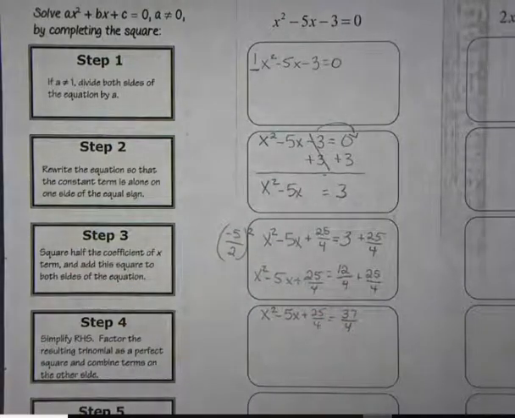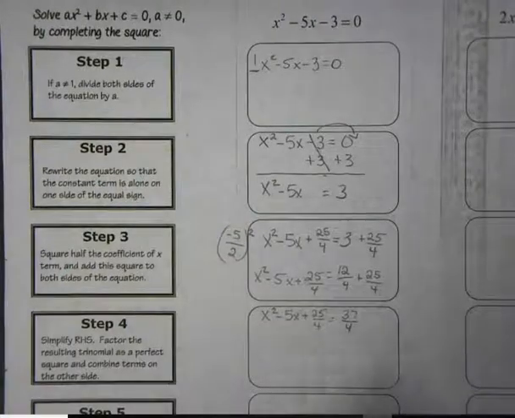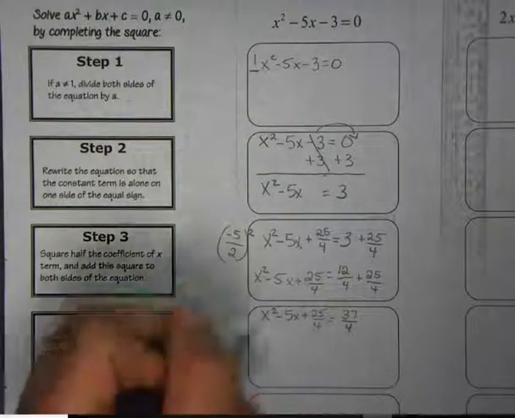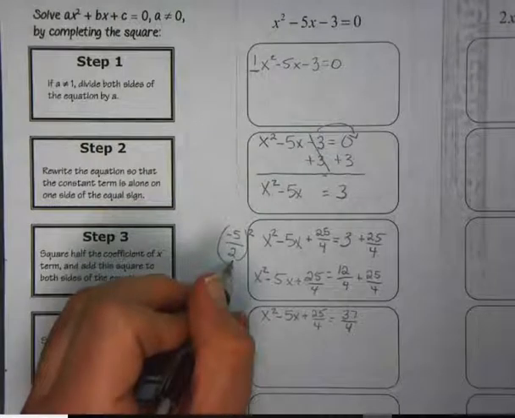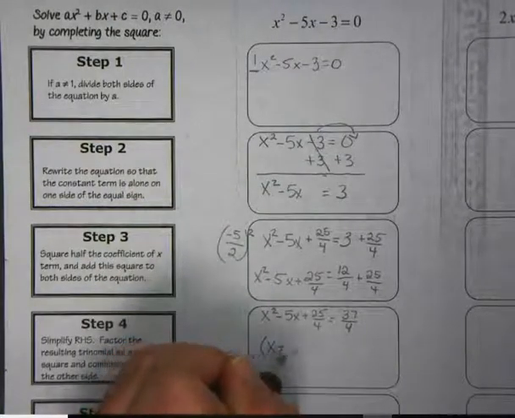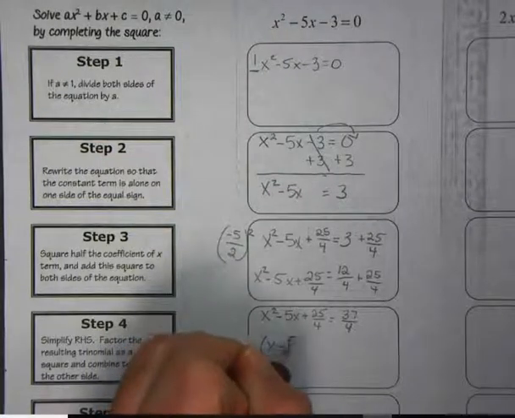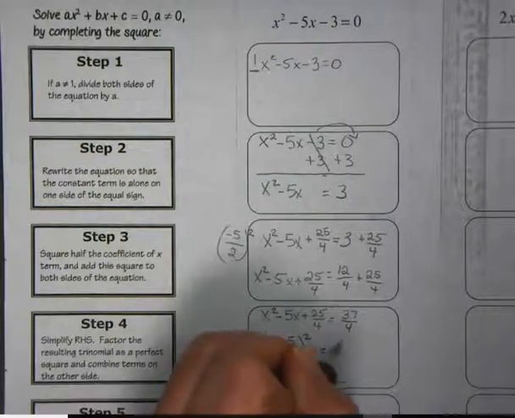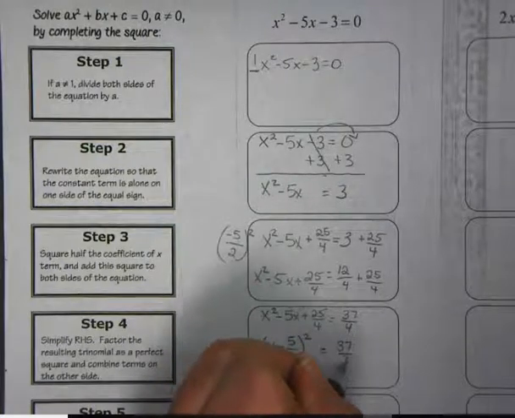So it said what we're going to do is factor the trinomial as a perfect square and combine terms on the other side. So we have our b term was -5 over 2. So that is going to be our other term in our factor. So it's going to be x minus 5 over 2, quantity squared, equals 37 over 4.